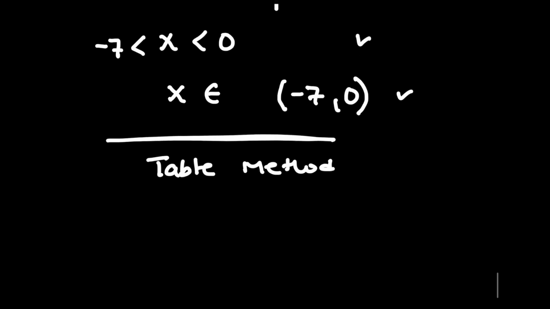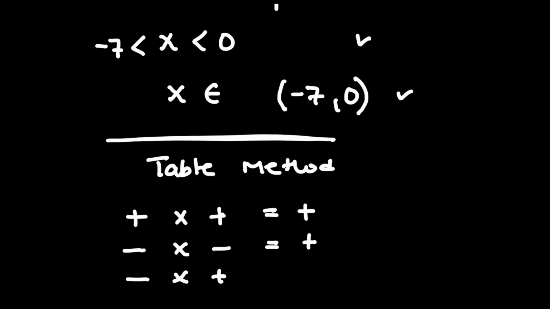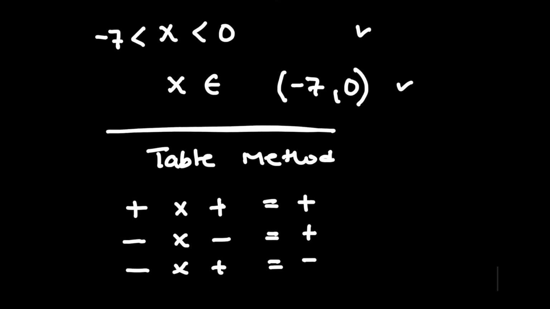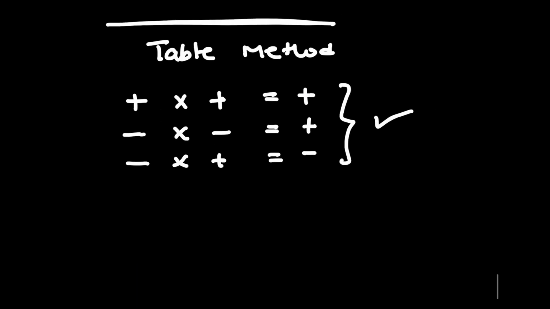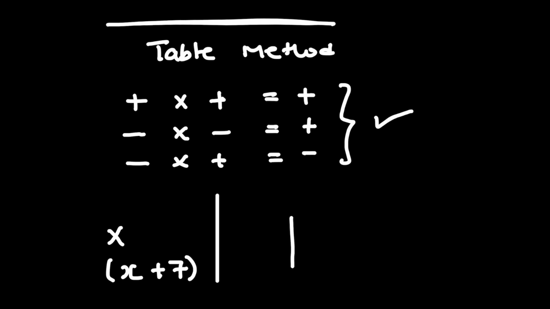As far as the table method is concerned, the only thing that governs this, in my own way, is that you just need to know that a positive times a positive is a positive. A negative times a negative is a positive. A negative times a positive, and vice versa, is a negative. If you know this, then we are good to go. So we've got x times (x plus 7), right? Now we just need to write the critical values there.